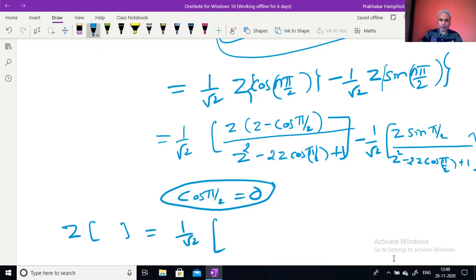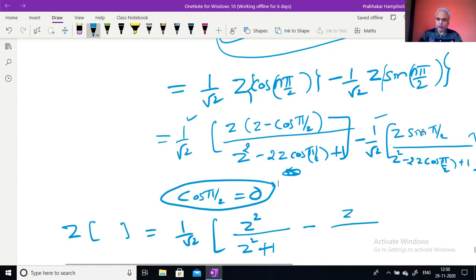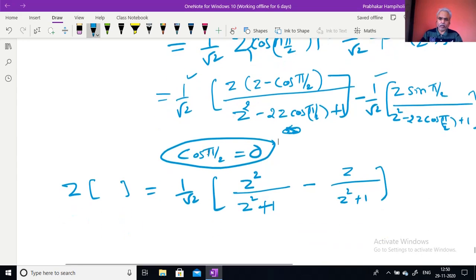1/√2, if I write it common, this becomes 0. So Z into Z, Z² remains, whole divided by Z². This is 0, 0 here, plus Z² + 1 is remaining, that is the first one, minus sin π/2 is 1, so minus Z is remaining here, whole divided by Z² + 1. As the denominators are the same, you can add up the functions.